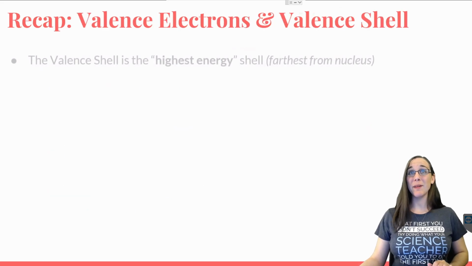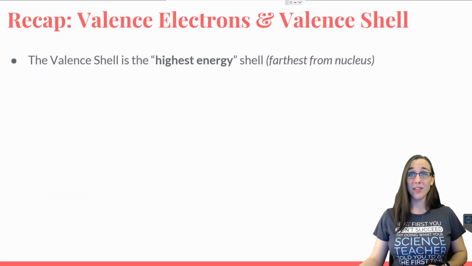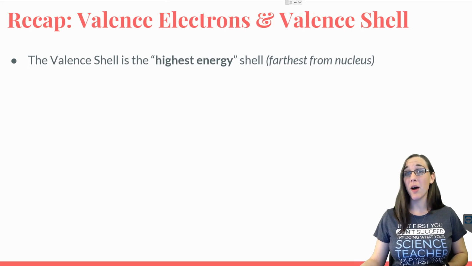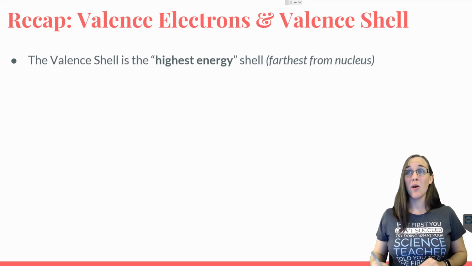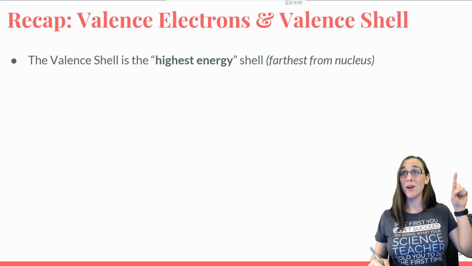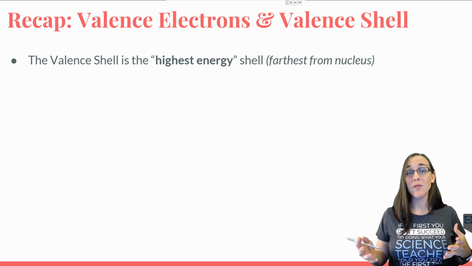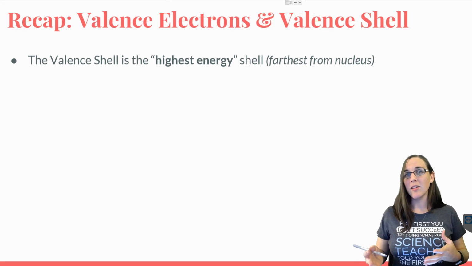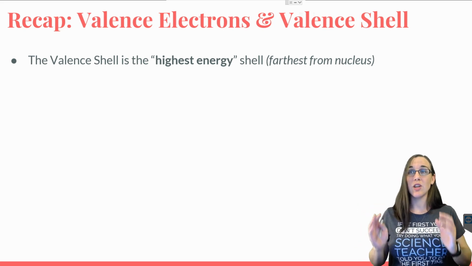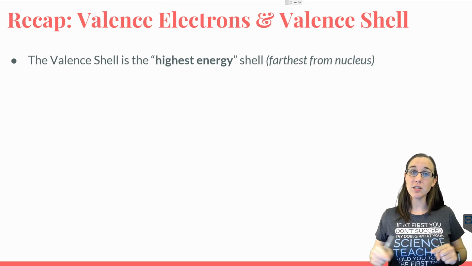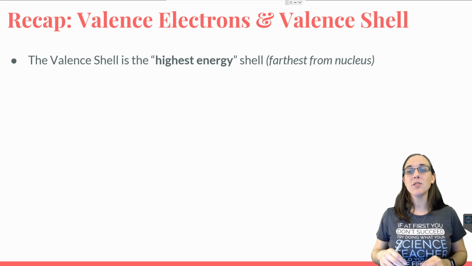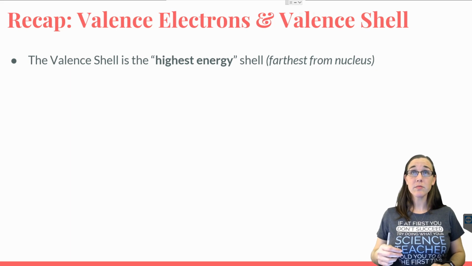So our recap here. The valence shell, if you recall from the shell model lesson, if you haven't seen that, please click on the link in the description below or on the info card up there in the corner. As a quick review, the valence shell is the outermost shell. So when you're drawing a Bohr model or a shell model, it's the shell that's the farthest away from the nucleus. This is also the highest energy shell.